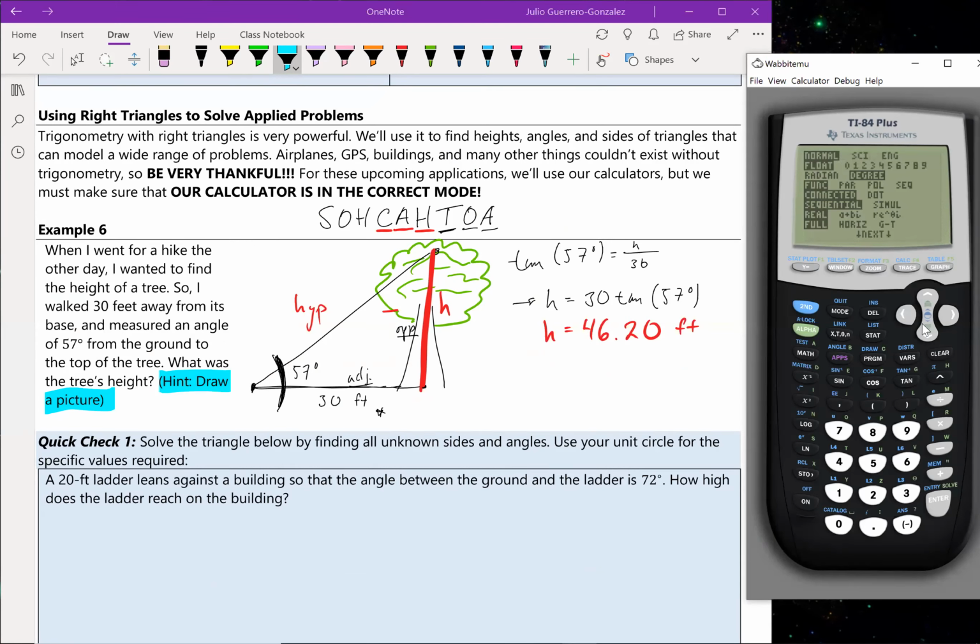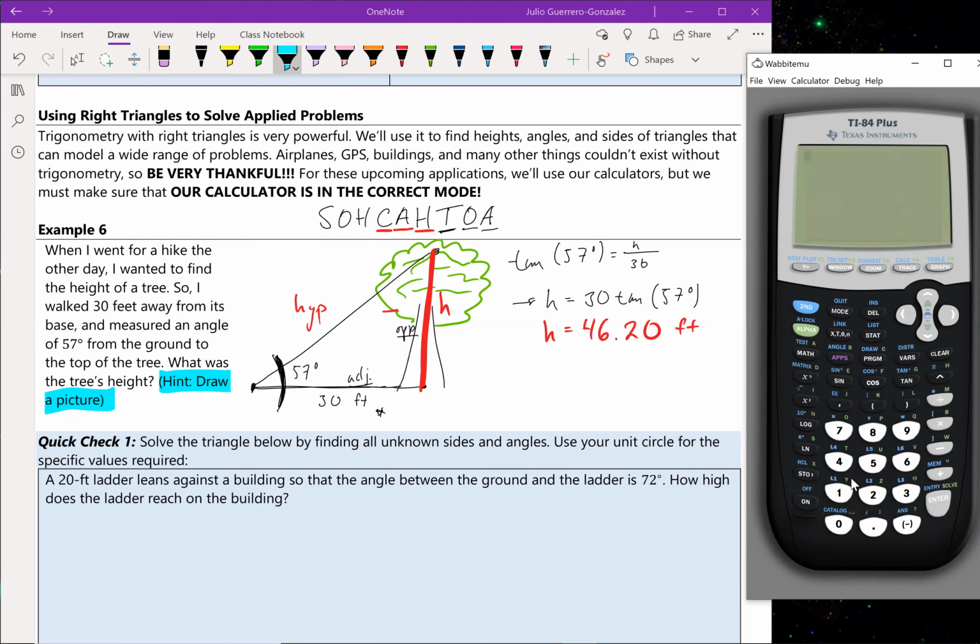I bet you still had it in radian. That's why. Since that 57 is in degrees, you need to switch your calculator to degree mode. Otherwise, it won't calculate it correctly.